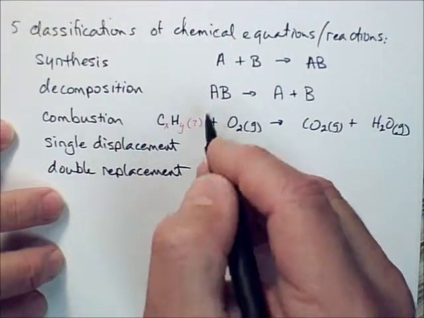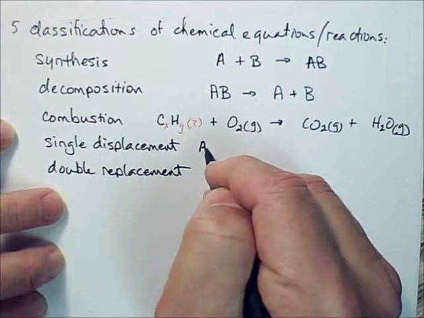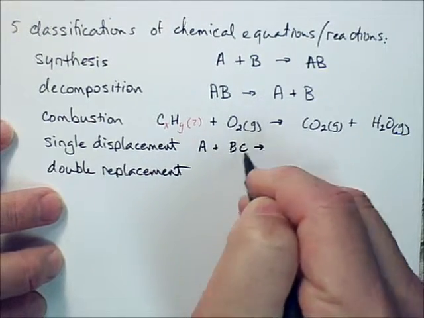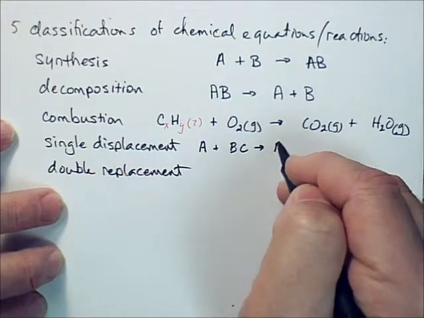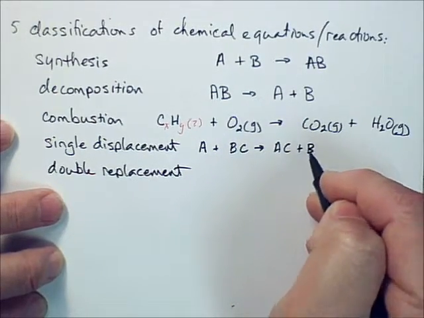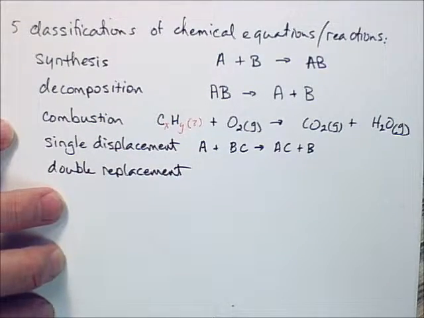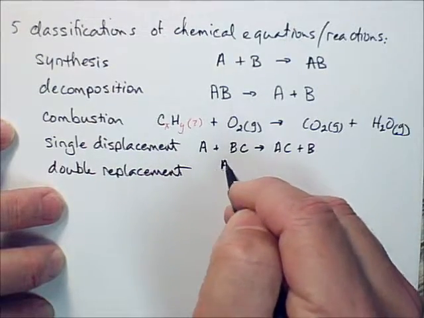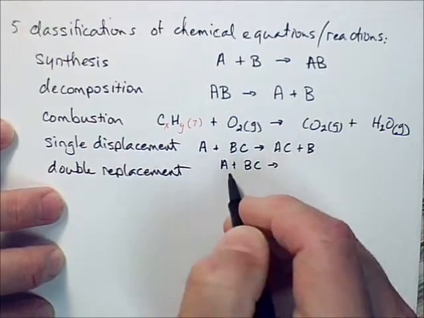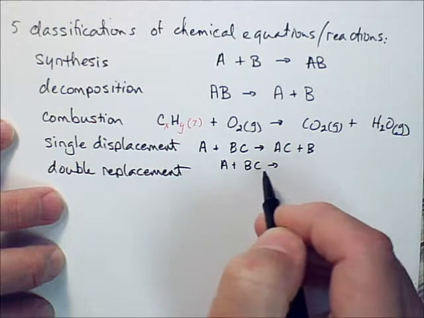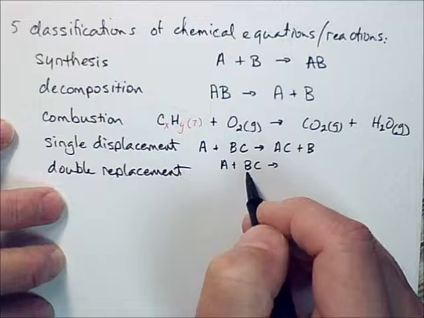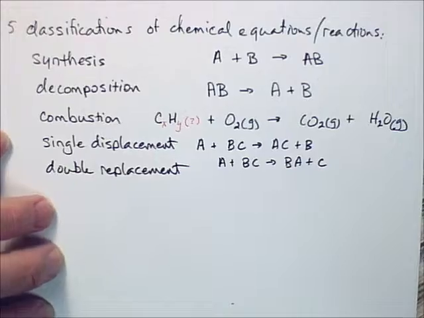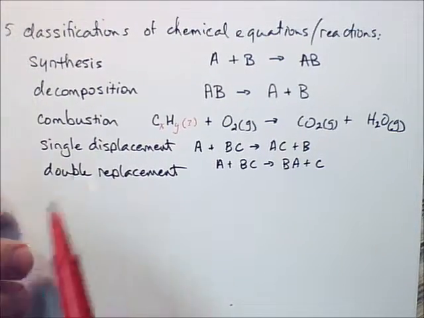Now, single displacement means we have some element that is going to displace some part of a compound. If A replaces B, then you get AC plus B. B ends up being by itself. We could also have, and I should have left a little more room here, I suppose, where A and BC react together and A displaces C, leaving C by itself, and then you have BA plus C. So those are both single displacement here.